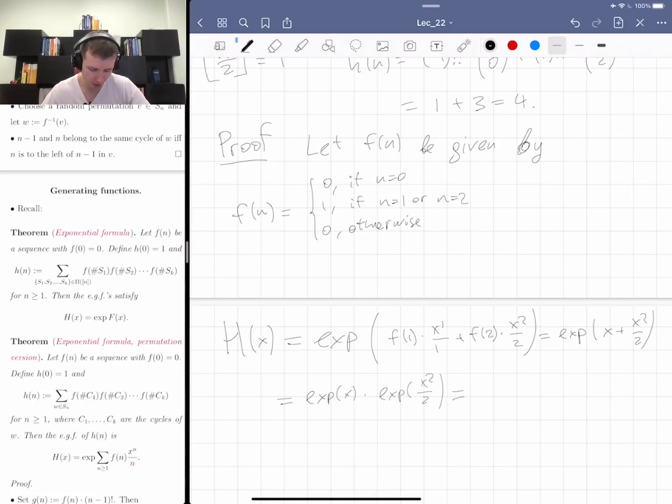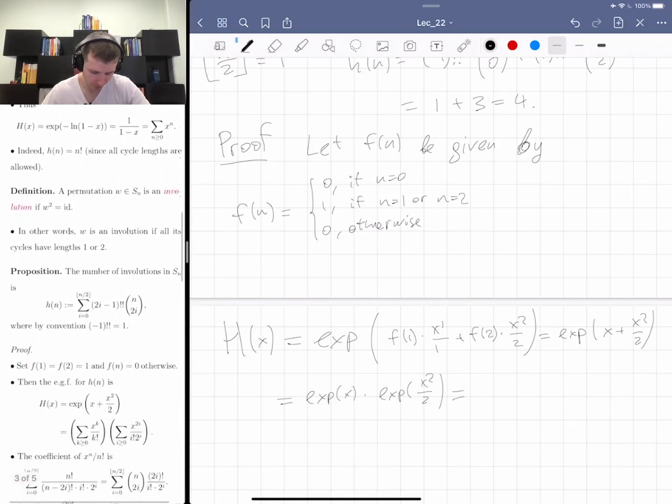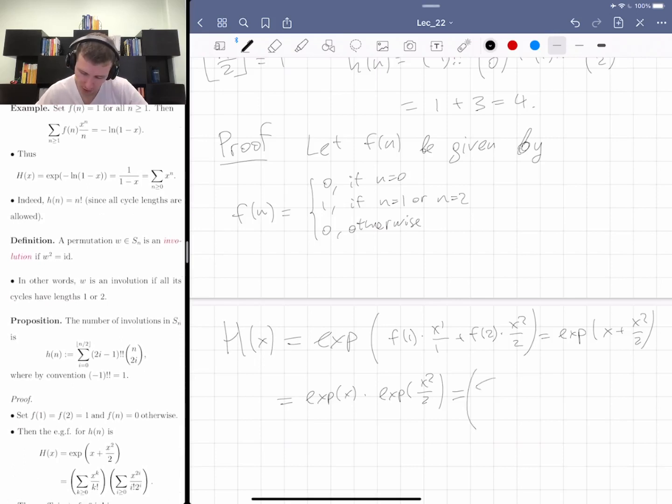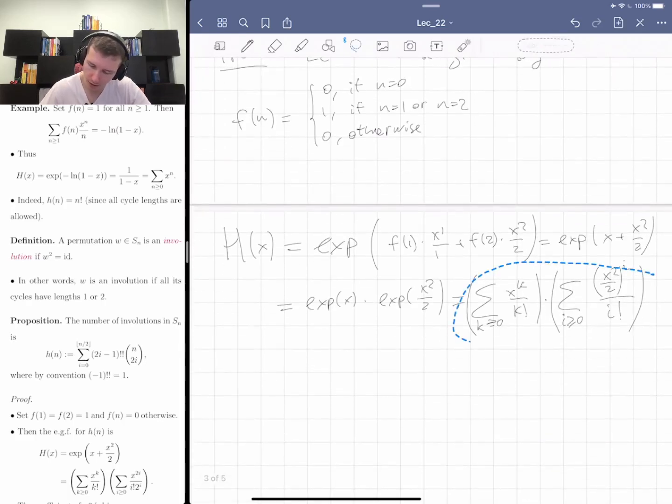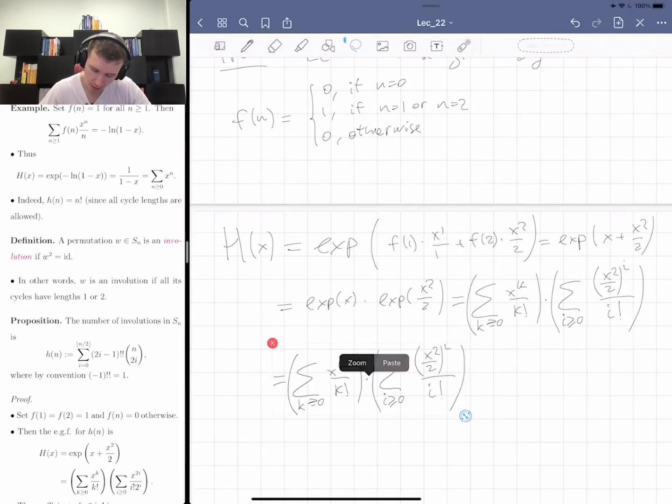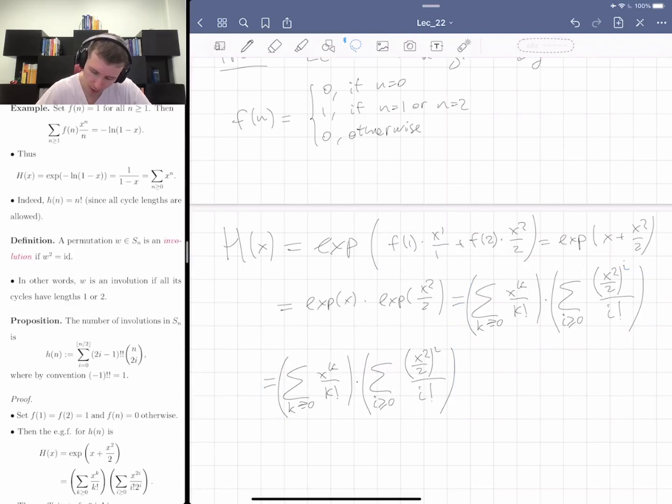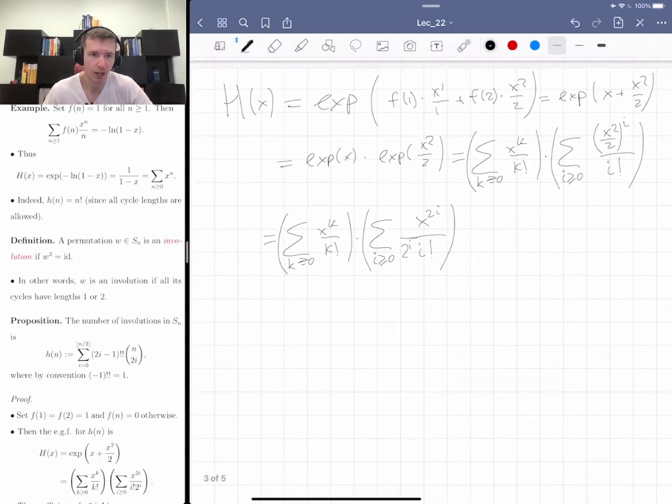And now I can expand each sum. Let me peek at the proof. So you just expand each of the two exponentials. The first is the sum over k from 0 to infinity of x to the k over k factorial. And for the second sum, I have to plug in x squared over 2 instead of x. So it's the sum over i greater than or equal to 0 of x squared over 2, to the i, over i factorial. Now x squared to the i is x to the 2i, and on the bottom I get 2 to the i times i factorial.